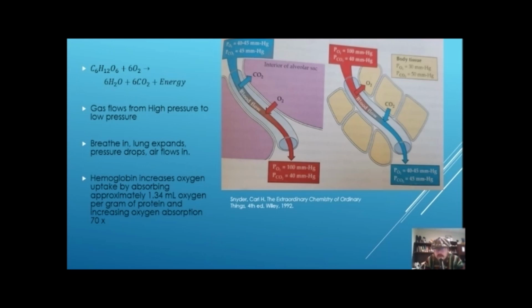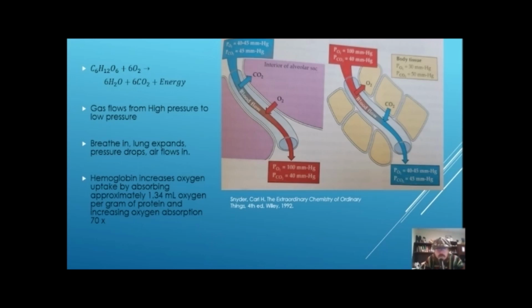Despite what you might expect, the blood that has been used up, the blue blood, is not bereft of oxygen. It still has some small amount of oxygen. However, only 40 to 45 millimeters of mercury, a much lower pressure than what we have in the sacs. And the pressure of CO2 is a little bit higher than what is in the sacs. And so we have an exchange. CO2 leaves the blood and oxygen enters the blood.